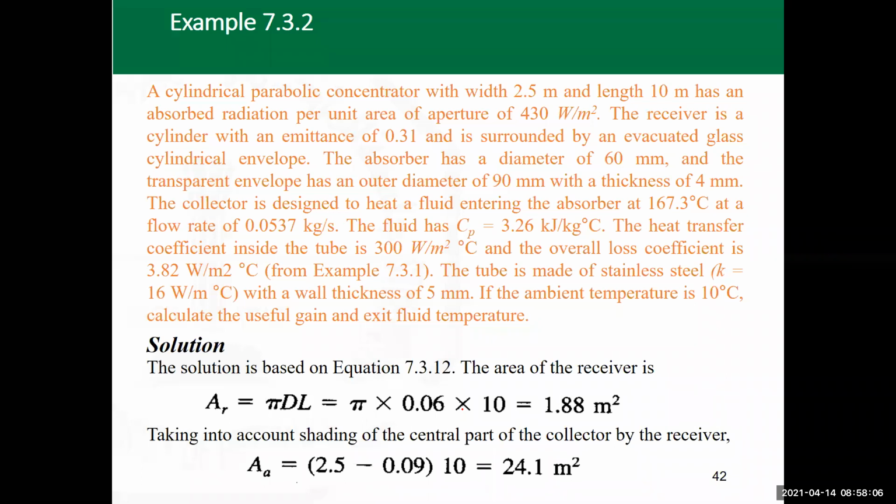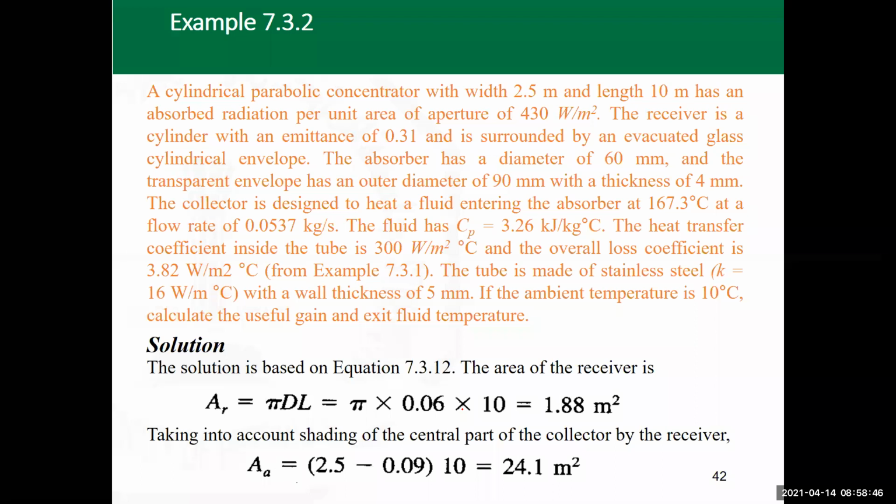The receiver is a cylinder that has an emittance of 0.31. It is surrounded by an evacuated glass cylindrical envelope. So we have a receiver which is surrounded by a cover. The absorber has a diameter of 60 millimeters, similar to the previous example. The transparent envelope has an outer diameter of 90 millimeters, similar to the previous example also. It has a thickness of 4 millimeters. The collector is designed to heat a fluid. The fluid enters at a temperature of 167.3 Celsius and at a flow rate m dot of 0.0537.